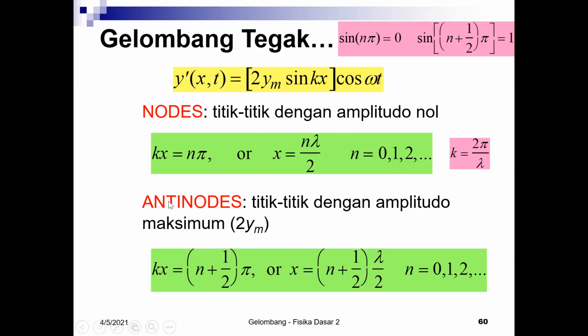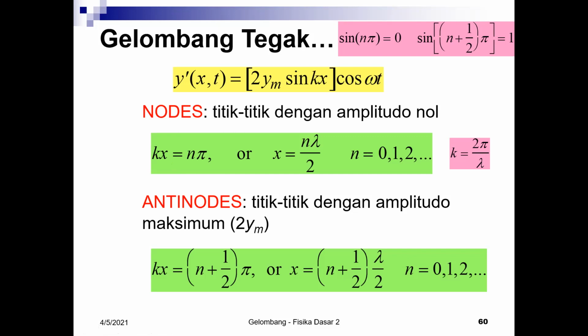In the standing wave, we have nodes. A node is a point with zero amplitude. So if this is zero amplitude, the sine here should be a multiple of n pi, where n is 0, 1, 2. This kx should equal n pi, and we get that this x here is n lambda over 2, because k is 2 pi over lambda.